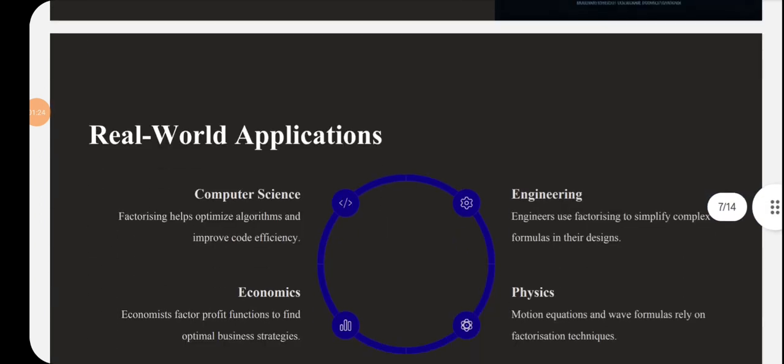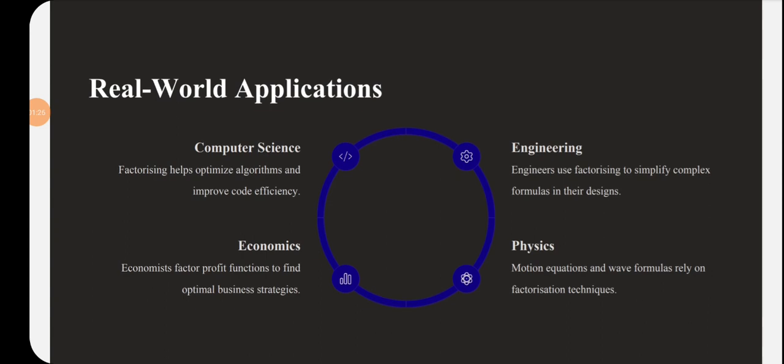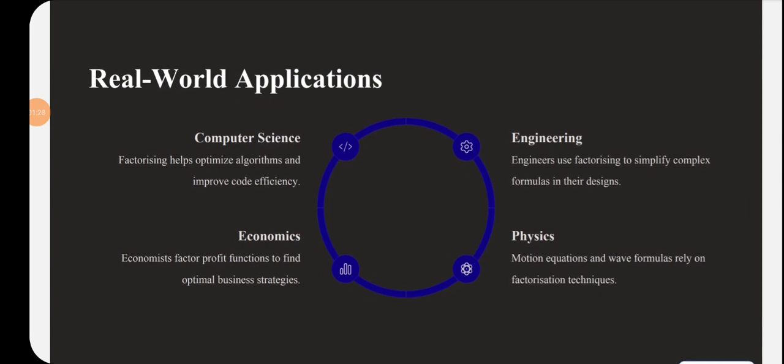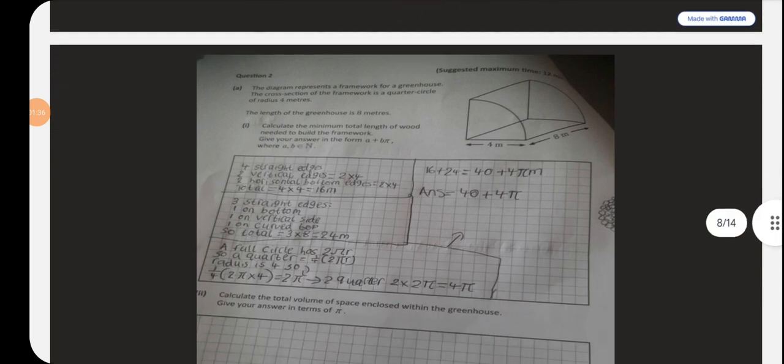And in real world applications, you can use it in computer science, economics, engineering, and physics. And here's some exam questions on them. So let's do the first question.